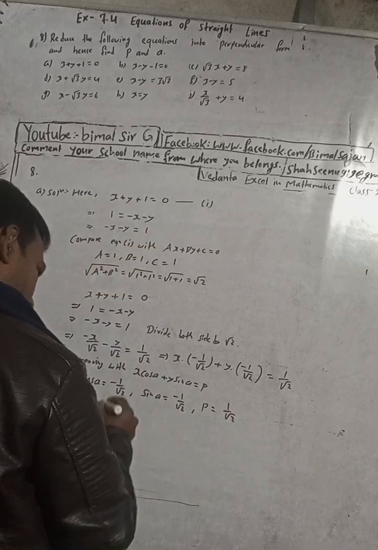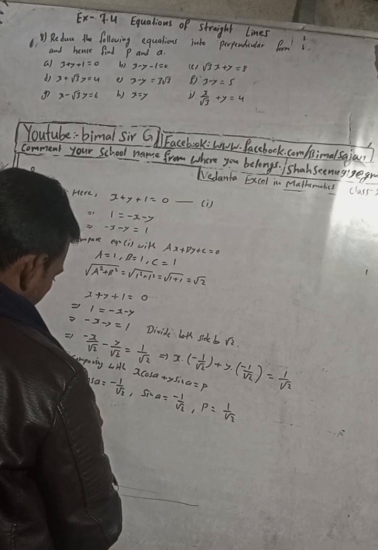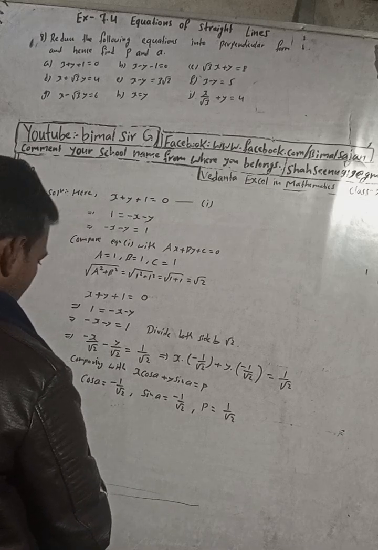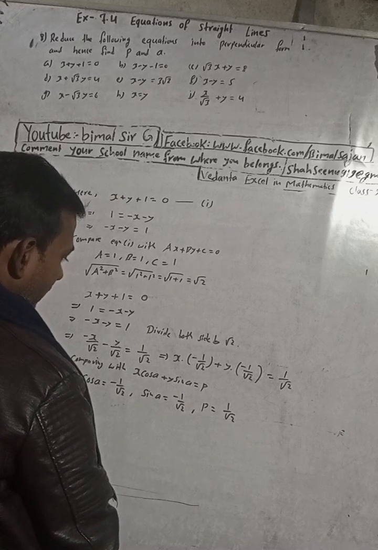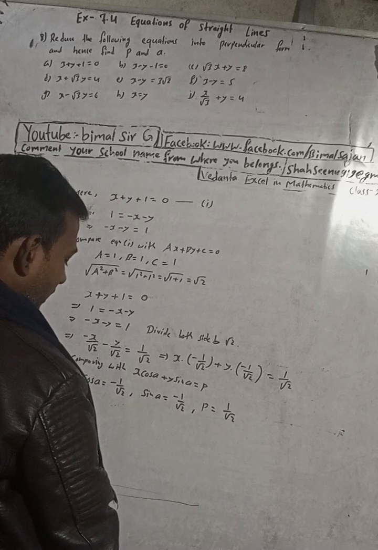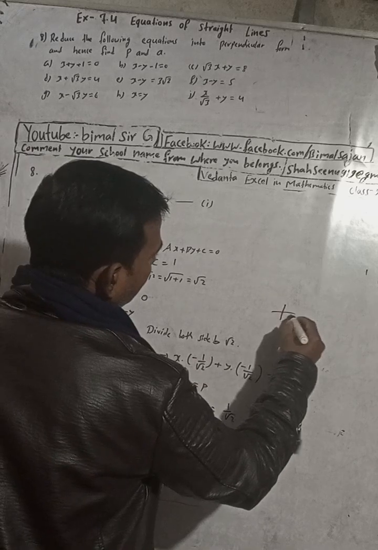Now we can write: since cos alpha and sin alpha both are negative, alpha lies in, see the CAST rules. What are the CAST rules?